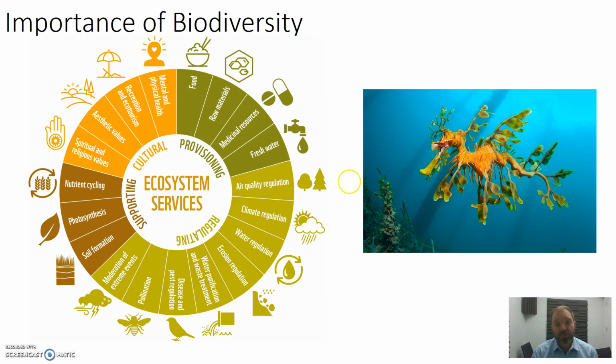So loss of species is a problem for many reasons, but the key ones are around a loss of biodiversity. Biodiversity is the range of different populations that exist within an area, and high biodiversity is really important for a number of factors.